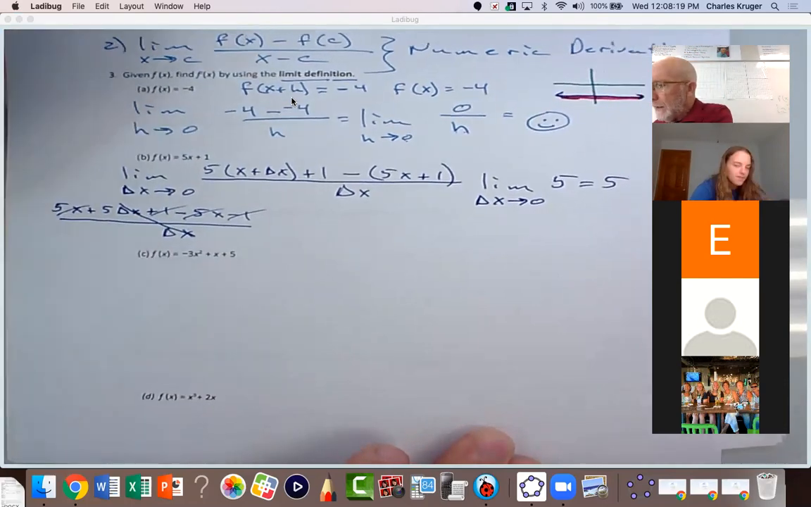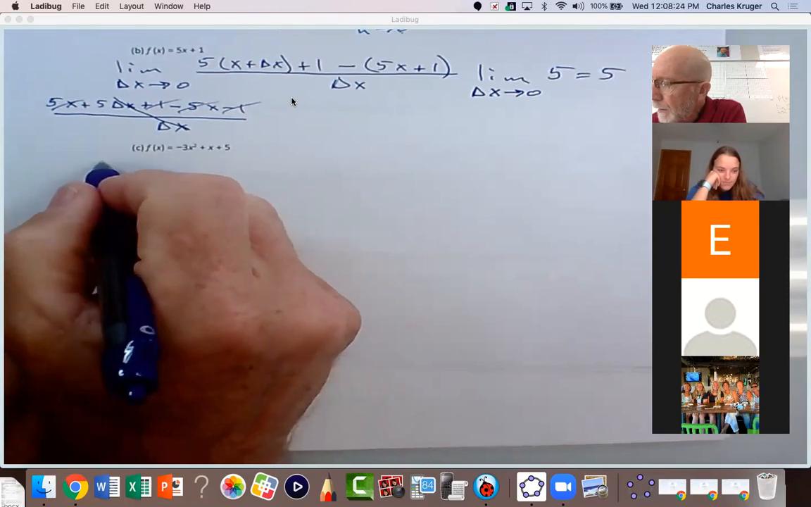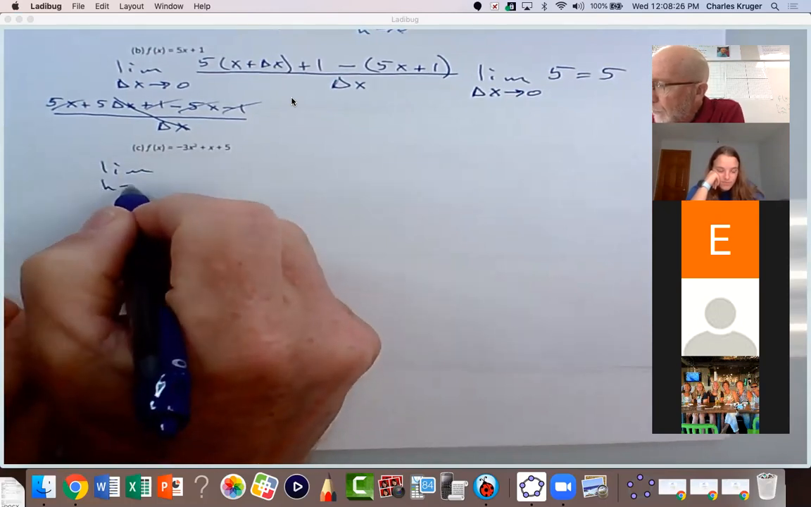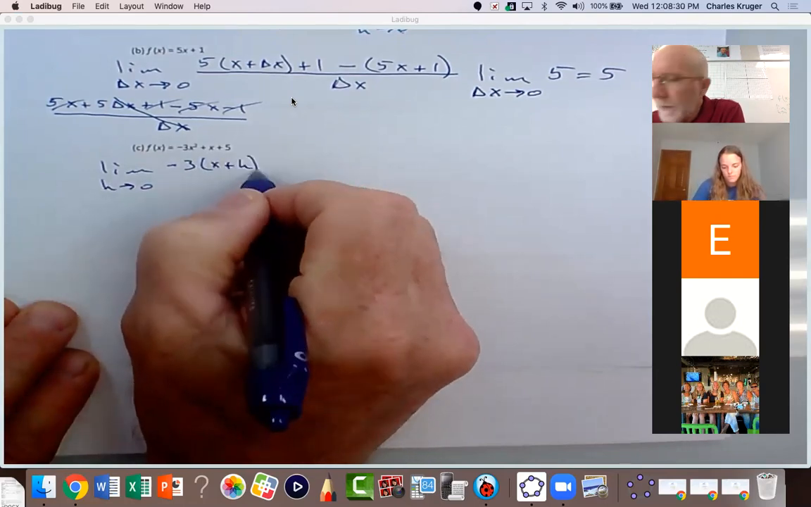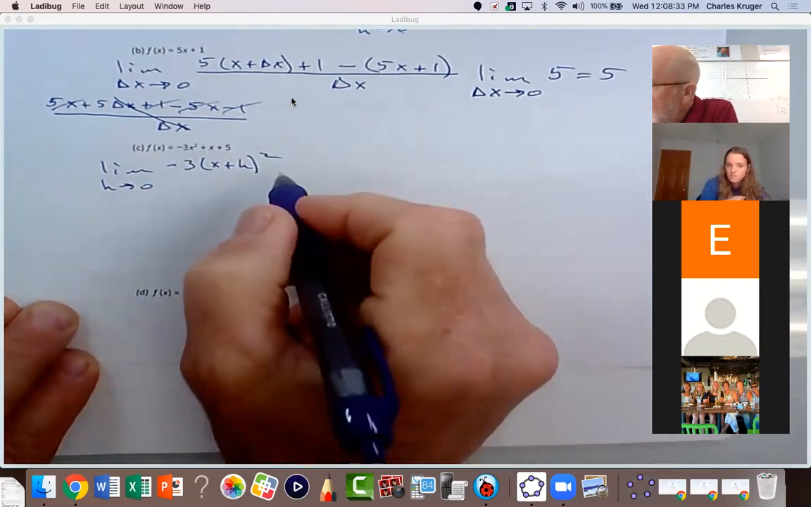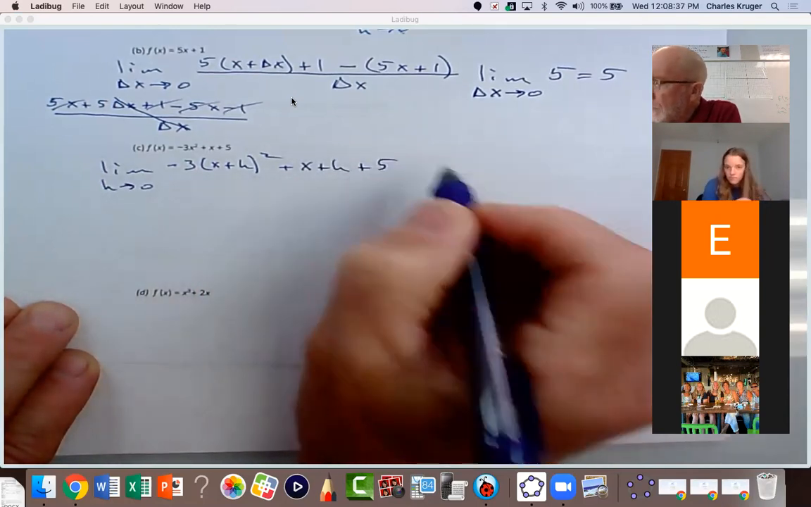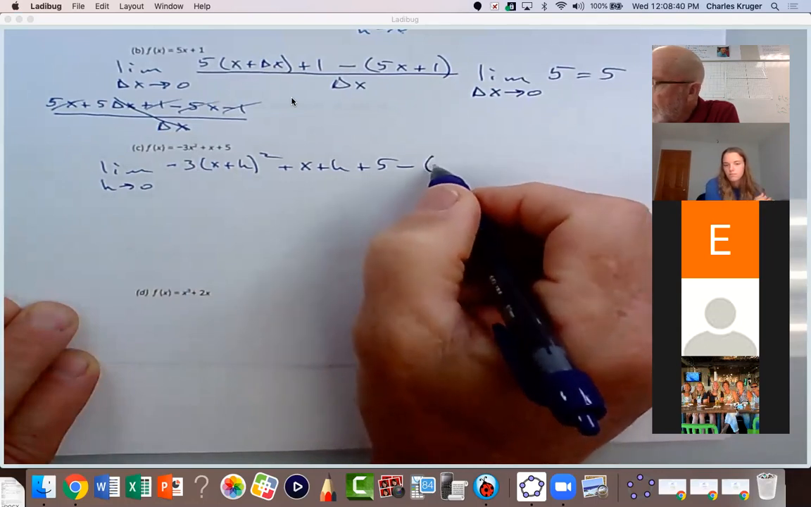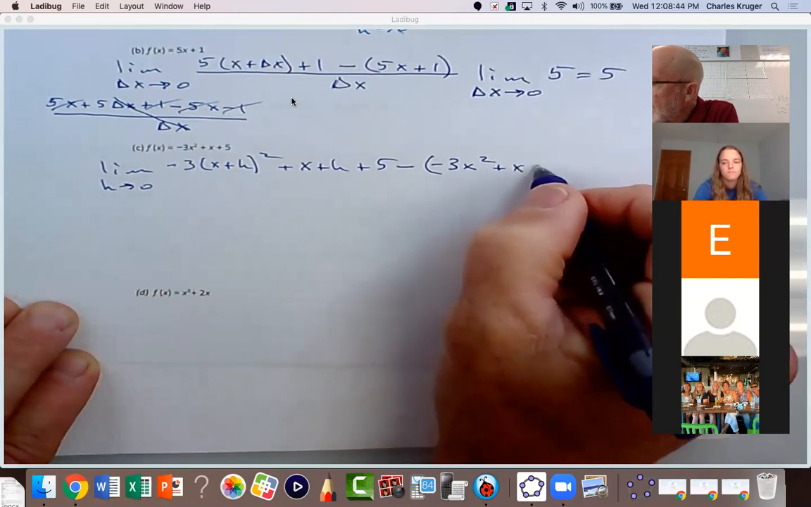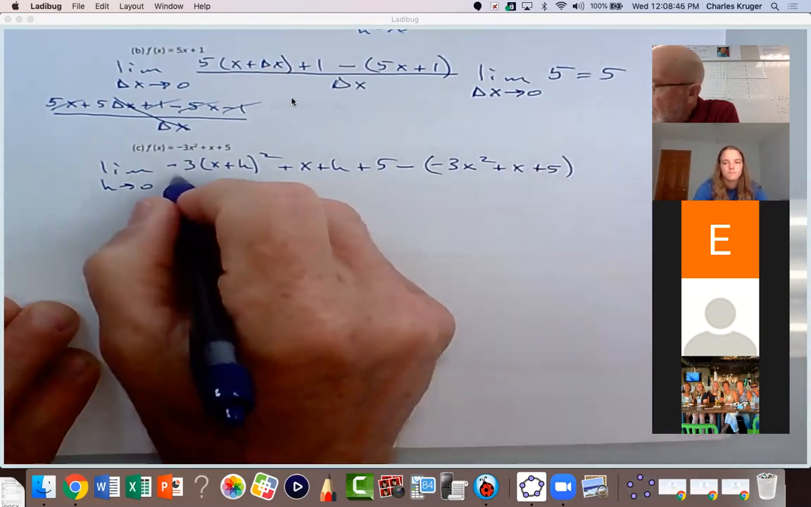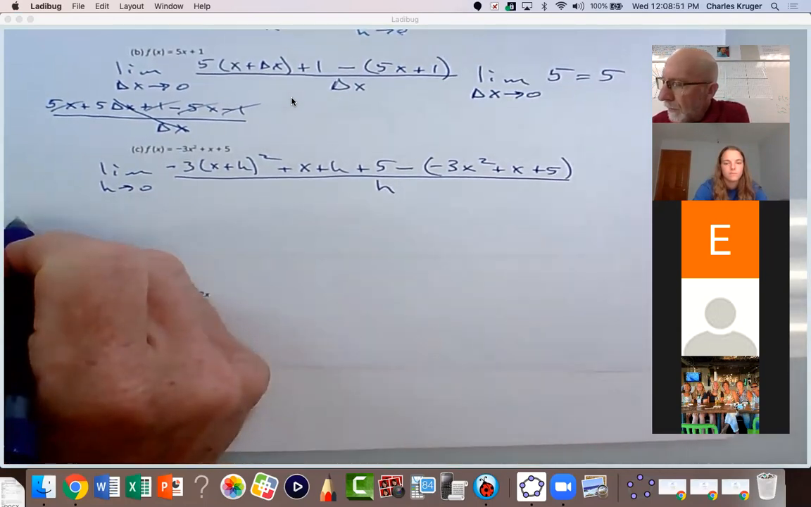Letter C. I'll use h this time. So I have the limit as h goes to 0 of negative 3 times the quantity x plus h squared, plus x plus h plus 5, minus parentheses negative 3x squared plus x plus 5, all of that over h. And now I'm going to do a little algebra over here.